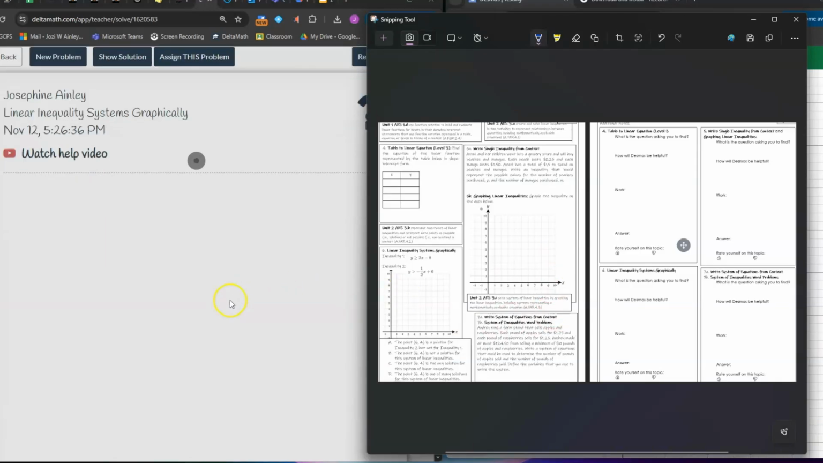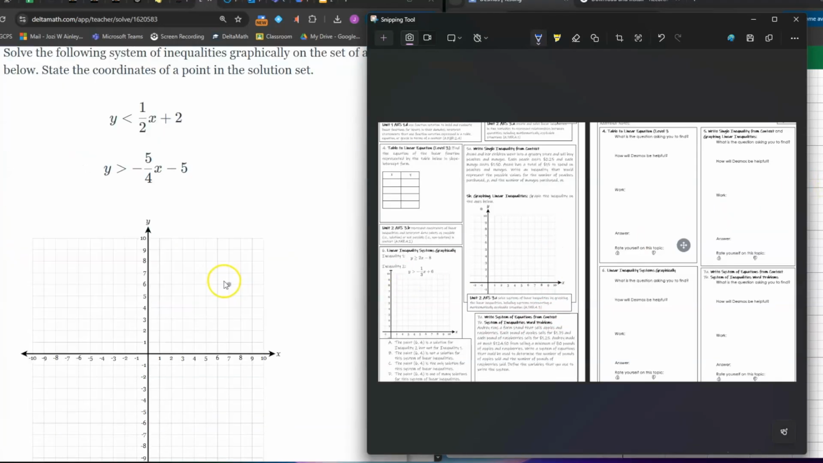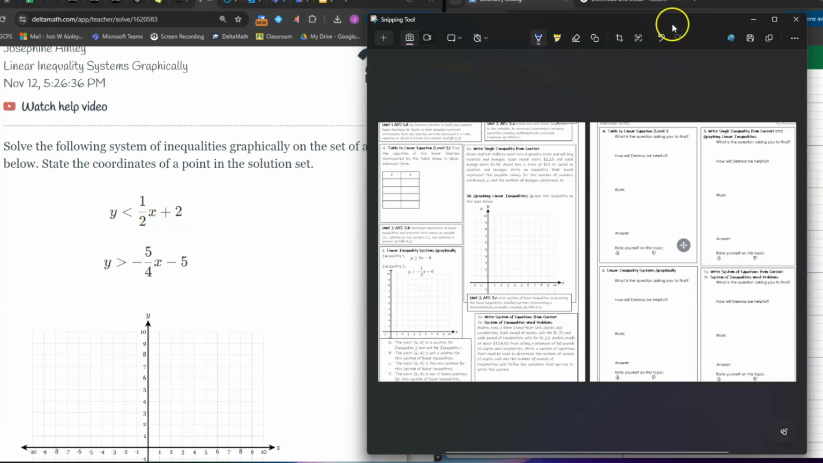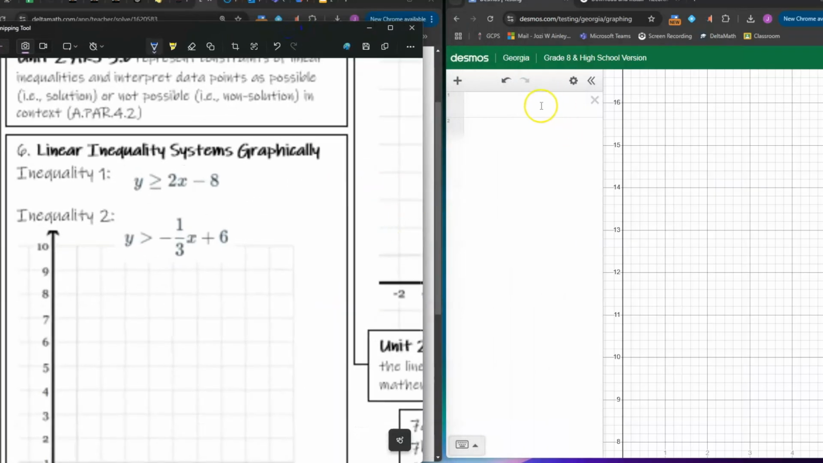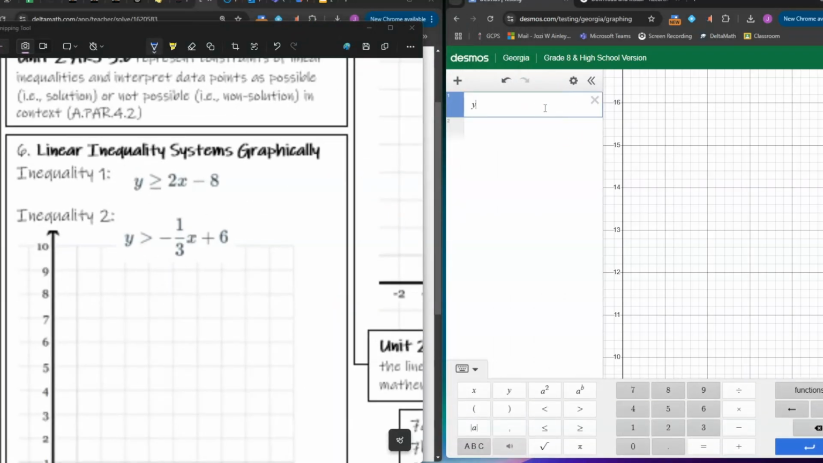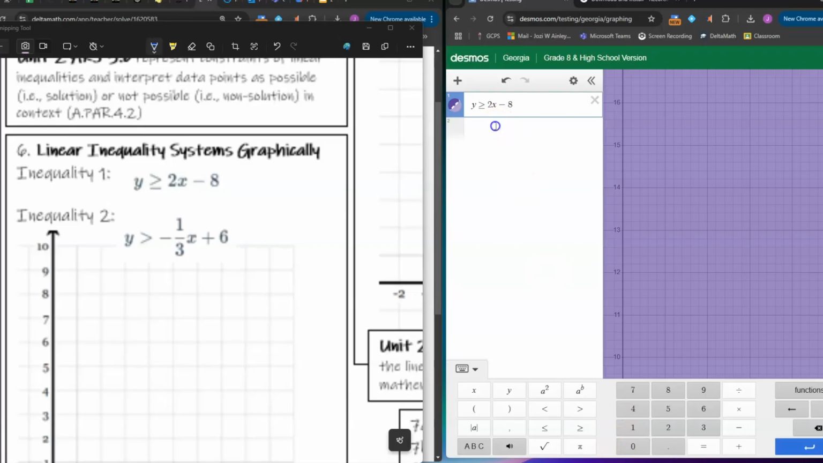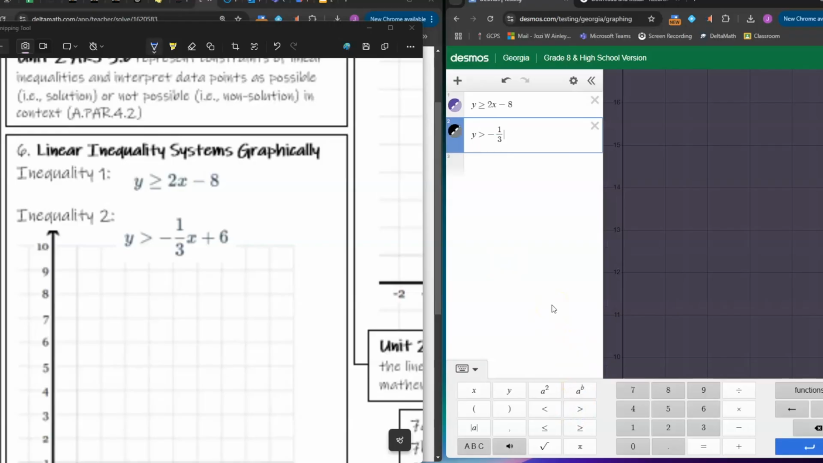And all you're doing for this one is putting it in the calculator just like I did in the last problem. So I'm not doing that question. I'm going to do the one in your notes. So zooming in, I'm just going to type it in. So y is greater than or equal to 2x minus 8. And then my second one is going to be y is greater than negative 1/3. And again, please make sure that you're copying it exactly. So double check that this is exactly that. Once you're sure that it's fine, then you're good.